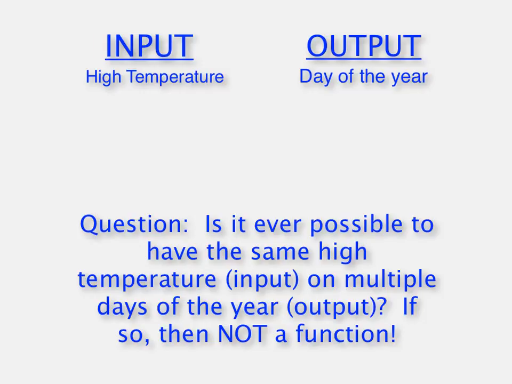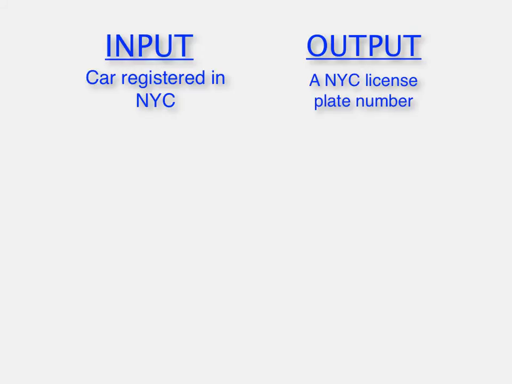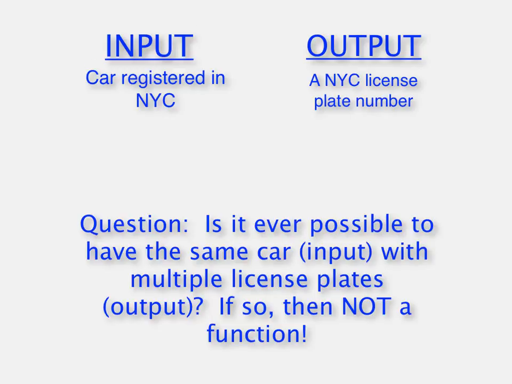Okay, let's look at another. What if the input was a car registered in New York City, and the output was that car's license plate number? The question we have to ask ourselves is, is it possible to have a single car with multiple license plates? Of course not. Every car has exactly one license plate. So this relation is going to be a function. Every input, every car, has exactly one output, one license plate.